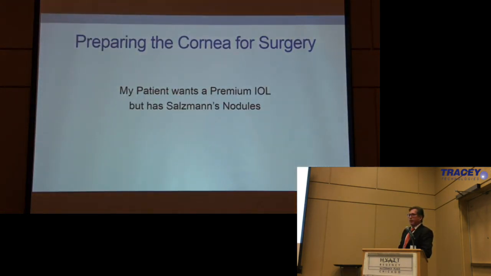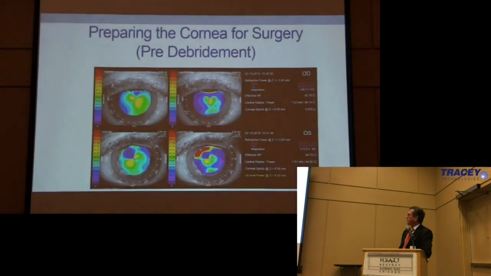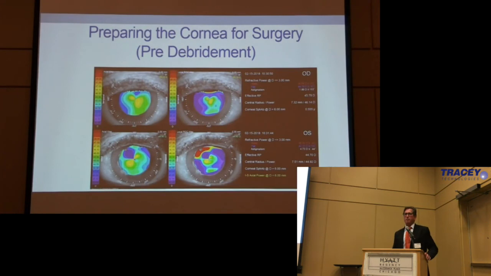Okay, so now you have your dry eye patient that comes in with corneal Salzmann's nodules, and they want some kind of premium IOL. So here's our patient pre-debridement. In all these patients, if I have a dry eye patient with Salzmann's nodules, I really want to take care of their cornea before I do cataract surgery. I also want to reevaluate them after I've removed the nodule. So you have to be patient with these patients. You have to tell them they're going to need to wait a month to 3 months before the cornea is stable before you can go ahead and do surgery.